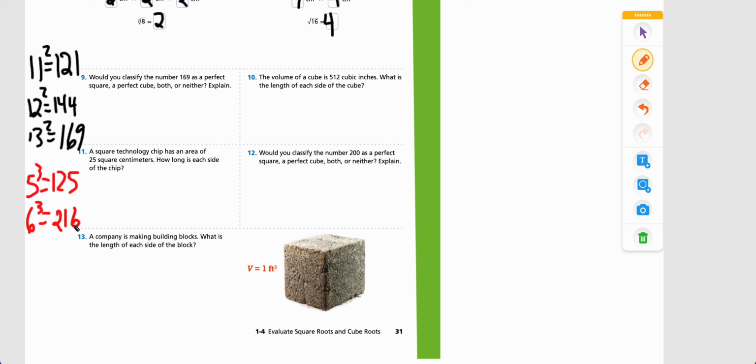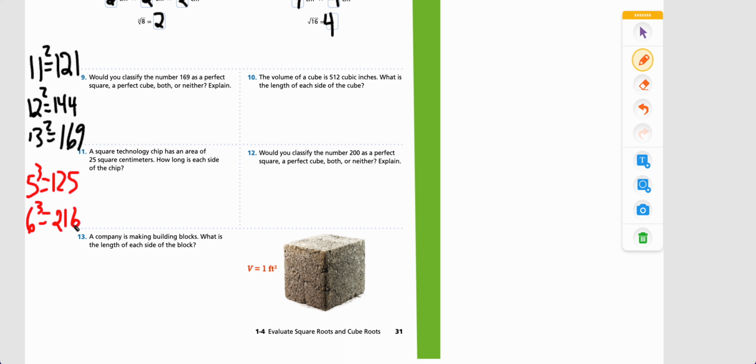So we went from 125 all the way up to 216. There are a lot of numbers skipped in there that are not perfect cubes. So 169 would be in between 125 and 216, which means it's not a perfect cube. So what type of number is it if it's not a perfect cube? It's irrational. The cube root of 169 would be irrational.